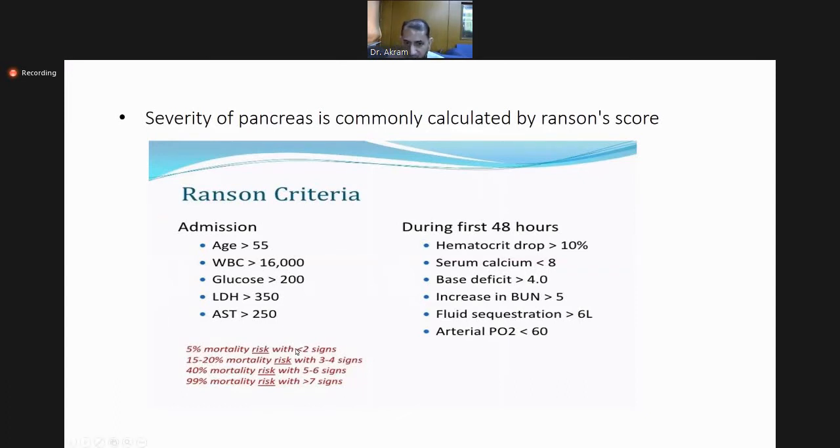5% mortality risk with less than 2 signs. Look, if it is 3 or 4, means the Ranson is true, 5% chances. 15-20% mortality risk if the Ranson is 5. 40% mortality if the signs are 6, and 99% mortality if the signs are more than 7.